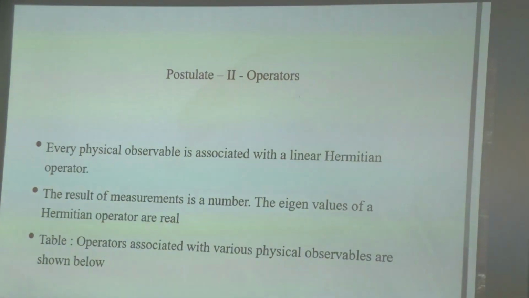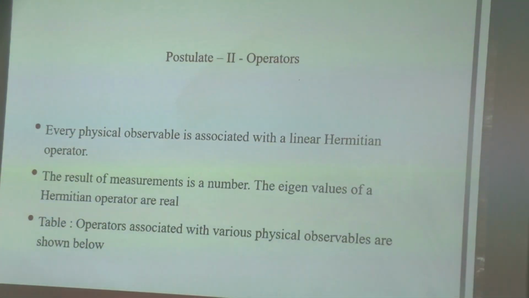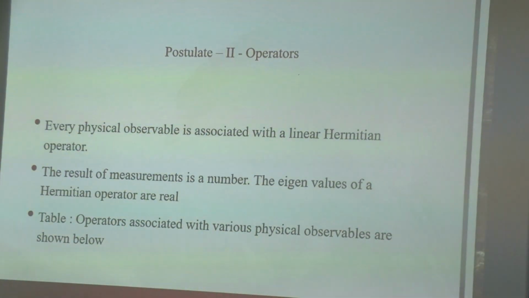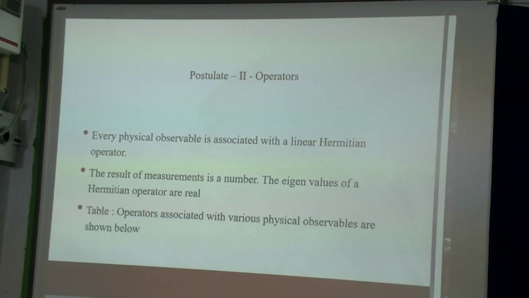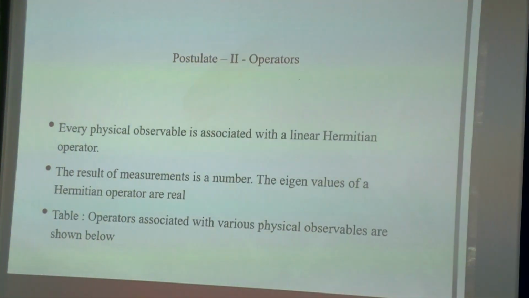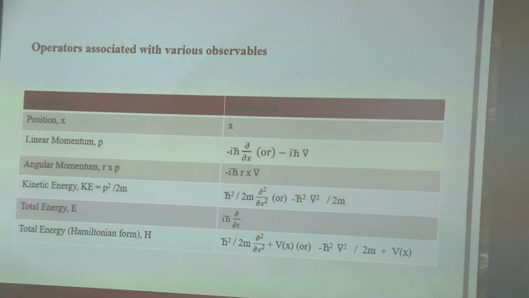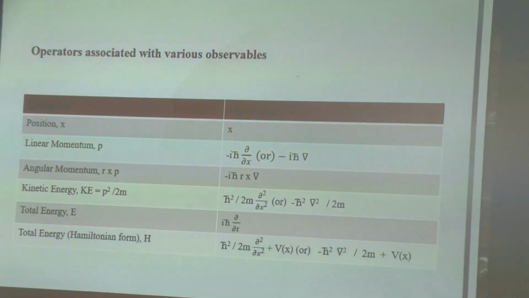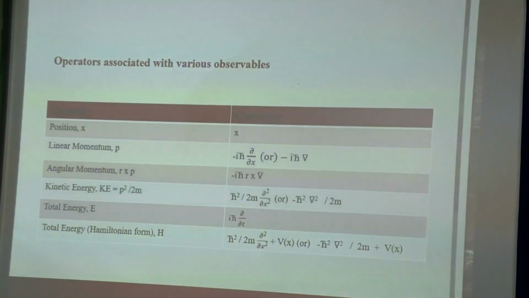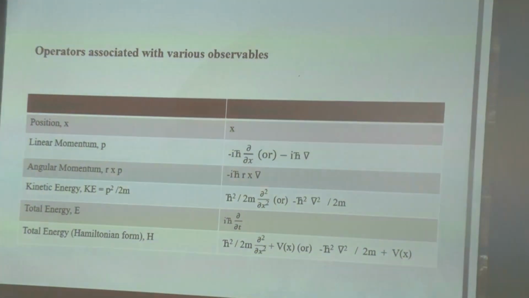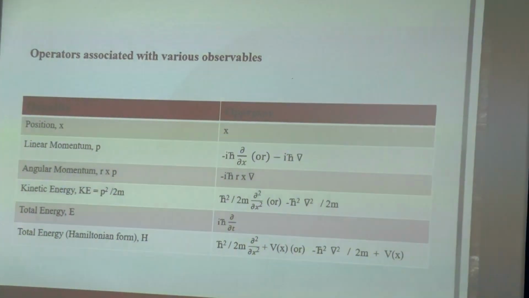Next comes postulate 2, which concerns the operators. According to postulate 2, every physical observable is associated with a linear Hermitian operator. Now the result of all the measurements is a number. The eigenvalues of Hermitian operators are real. Now let us have a table which will show the operators associated with various physical observables. You can see in the table, in the first column we have various physical observables, and in the next column we have the operators associated with the physical observable.